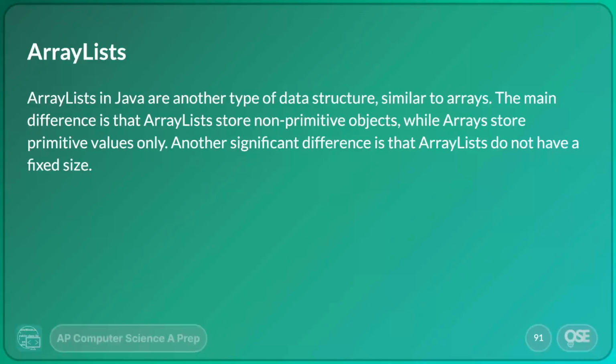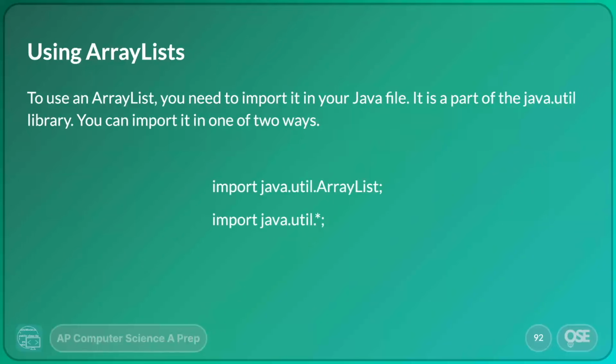Array lists in Java are another type of data structure, very similar to arrays. The main difference is that array lists store non-primitive objects, while arrays store primitive values only. Another significant difference is that array lists do not have a fixed size, so you can store as many values or as little values as you need.